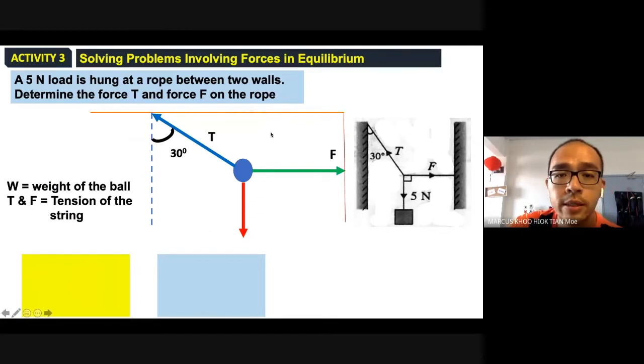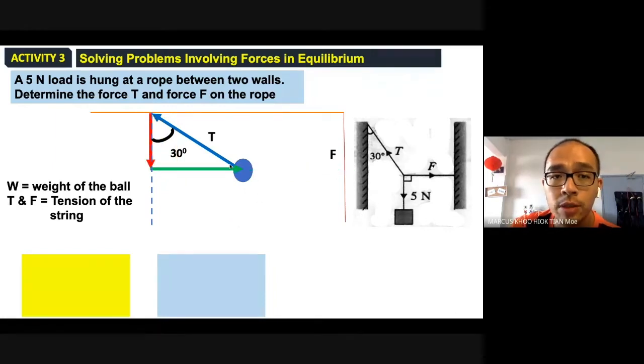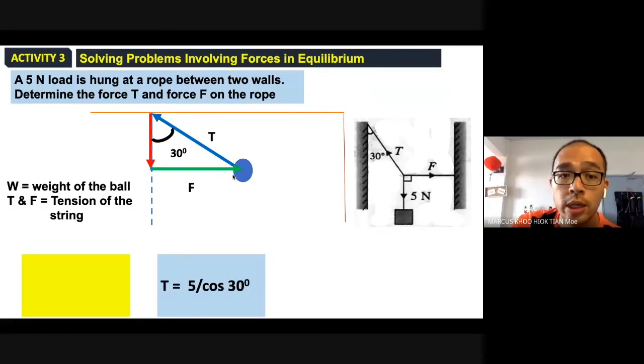F over here, the T over here, this is the 30-degree angle, and the weight of the box is 5 newtons. Okay, so since we've done this example before, I'm not going to waste time with the triangle. I'll just show you straight now. The 30 degrees will be between T and the weight, and so you can use cos: cos 30 equals 5 over T.